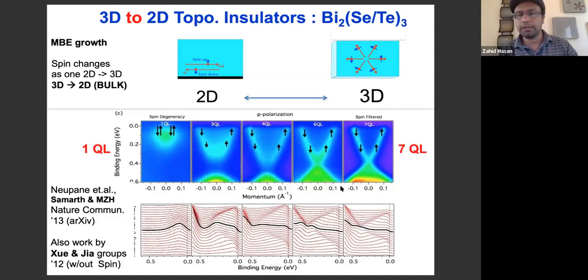So now, the idea that evolved from this class of experiments is that since we can probe the spin texture near the edge of the gap, we should be able to tell whether we have a trivial gap or a Chern gap. So that's the first important development we had.